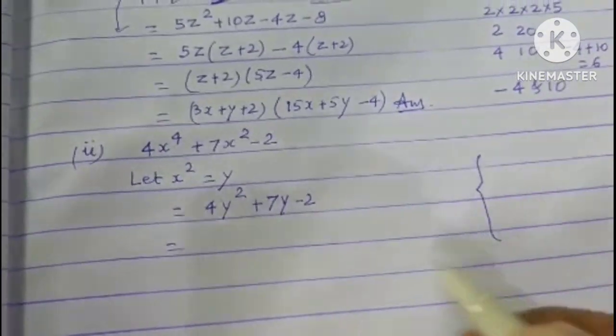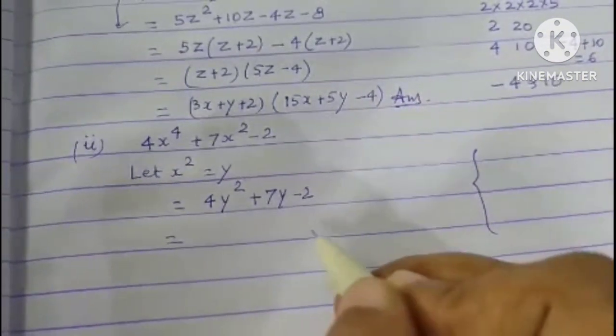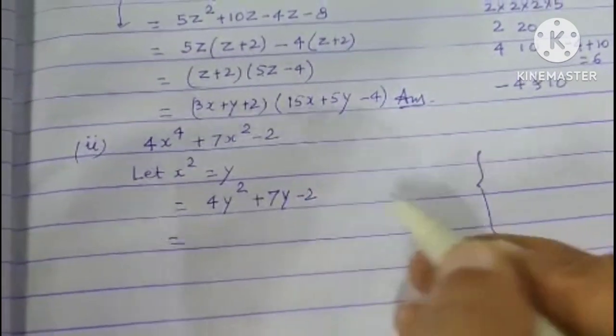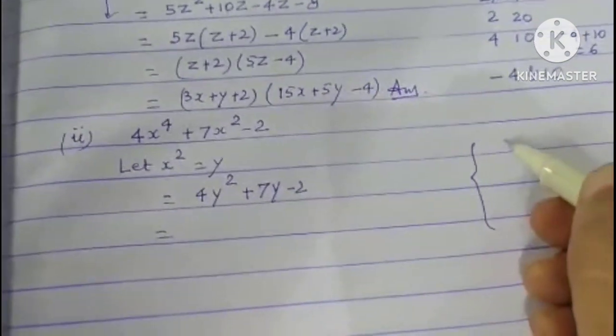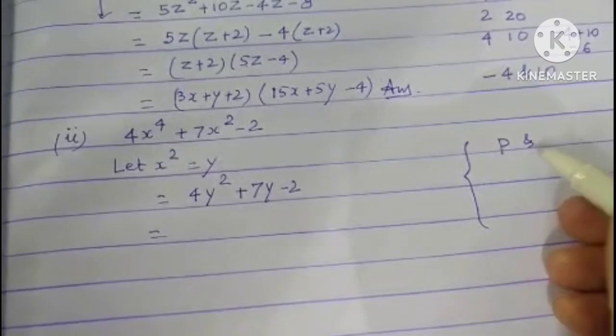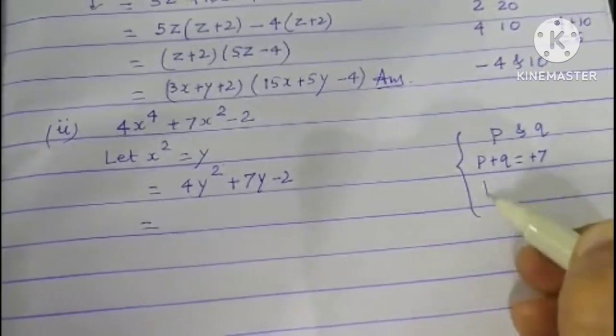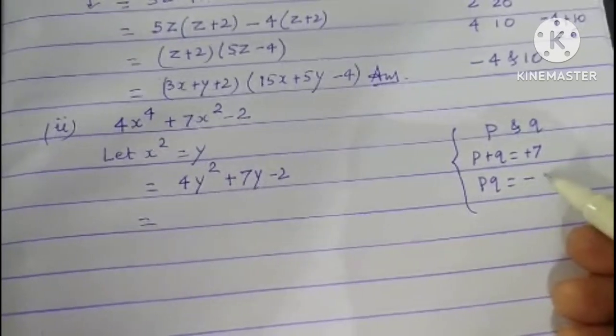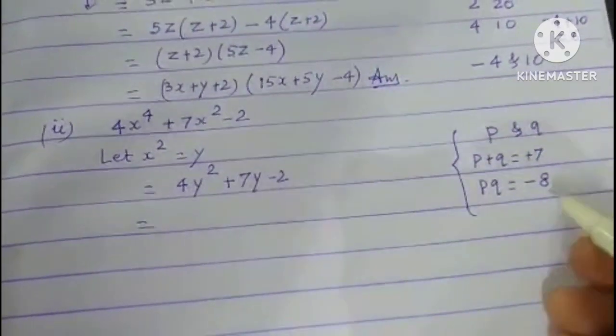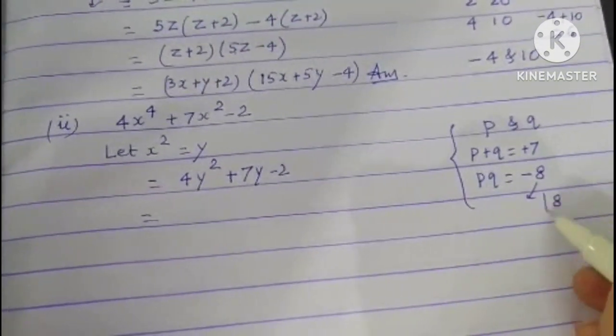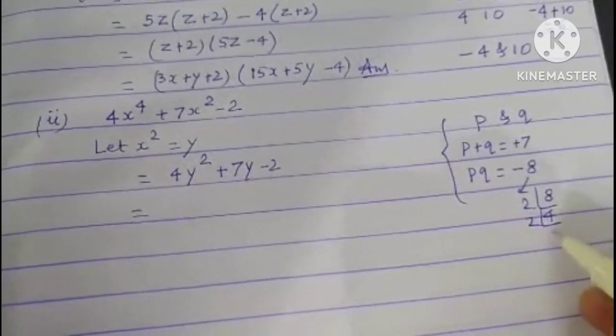We will find two integers p and q such that pq will be equal to 4 into minus 2, that is equal to minus 8. Okay, we have to find p and q such that p plus q is equal to plus 7 and pq equal to minus 8. This 2 4s are 8. So our focus will be here. It will be 2 4s are 8 and 2 2s are 4.